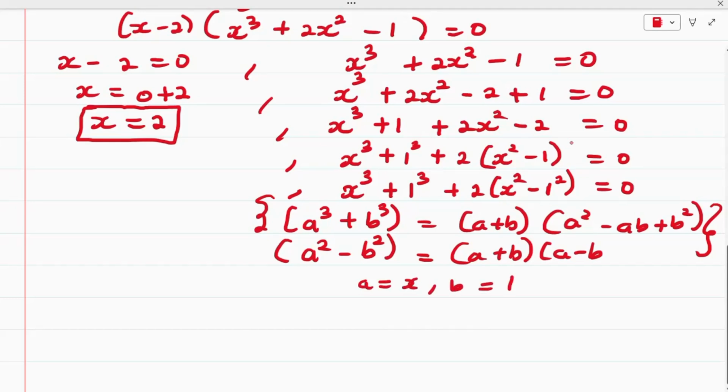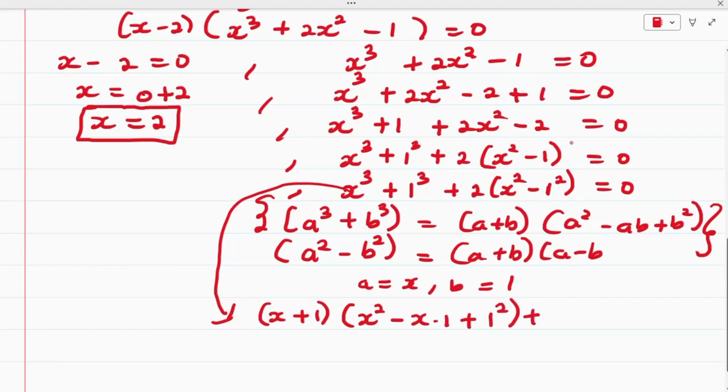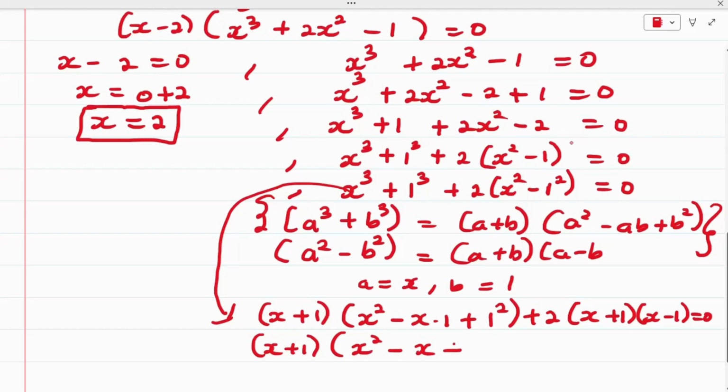So from x raised to the power of 3, we have here x plus 1 multiply x squared minus x multiply 1 plus 1 squared, plus 2 into x plus 1 multiply x minus 1, and this is equal to 0. So we have x plus 1 multiply x squared minus x multiply 1 is x, plus 1 squared, which is 1, plus 2 into x plus 1 multiply x minus 1, and this is equal to 0.